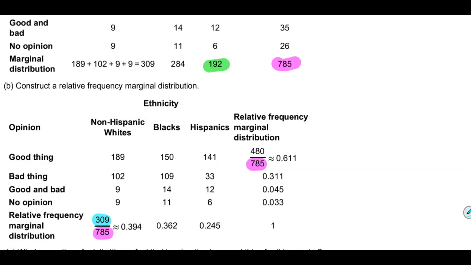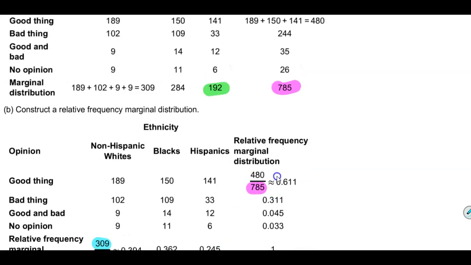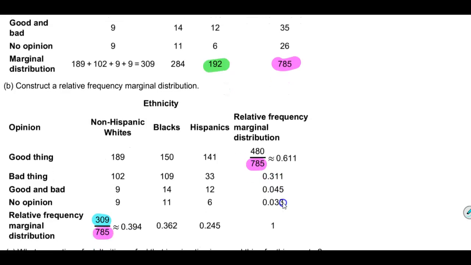that gives us 0.394. Likewise, if we take 284 for the column here and divide it by 785, that gives us 0.362. And for the total for Hispanics, 192 divided by 785 gives us 0.245. And the same thing over here. If we take the total of 244 and divide that by 785, that gives us 0.311.